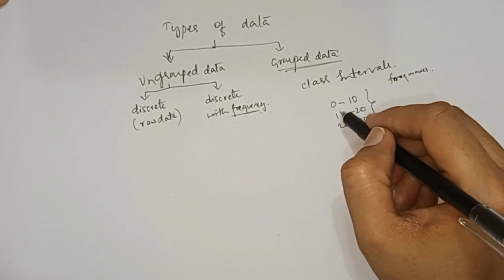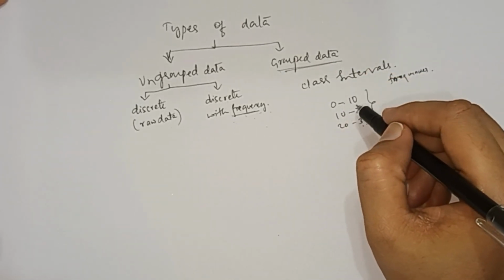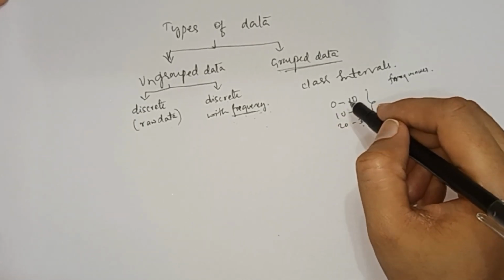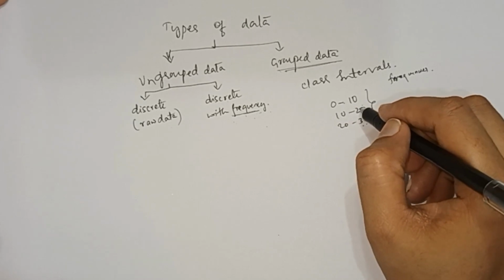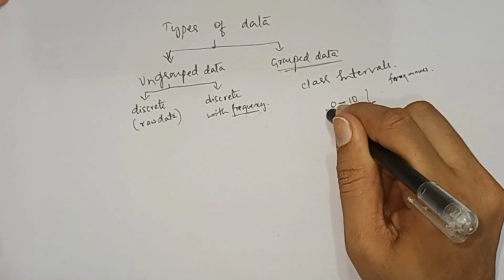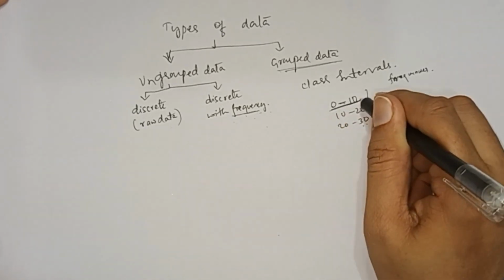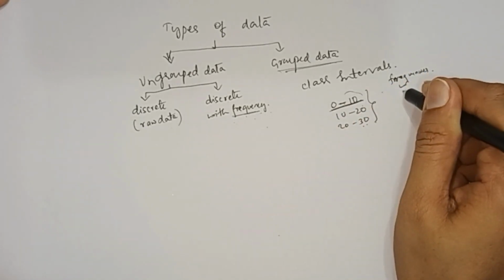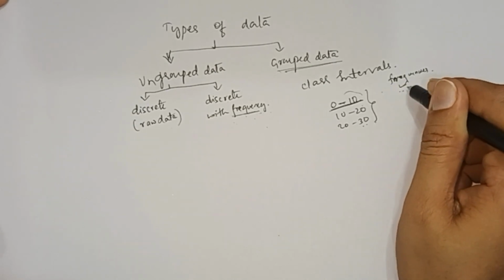For example, when you are measuring heights of students, the height of a student need not take a whole number always, it takes fractional values as well. So in that case, if you write 0 to 10, that means any real value between 0 and 10 will be included in that class interval, and the corresponding frequencies will be included in that particular class interval.